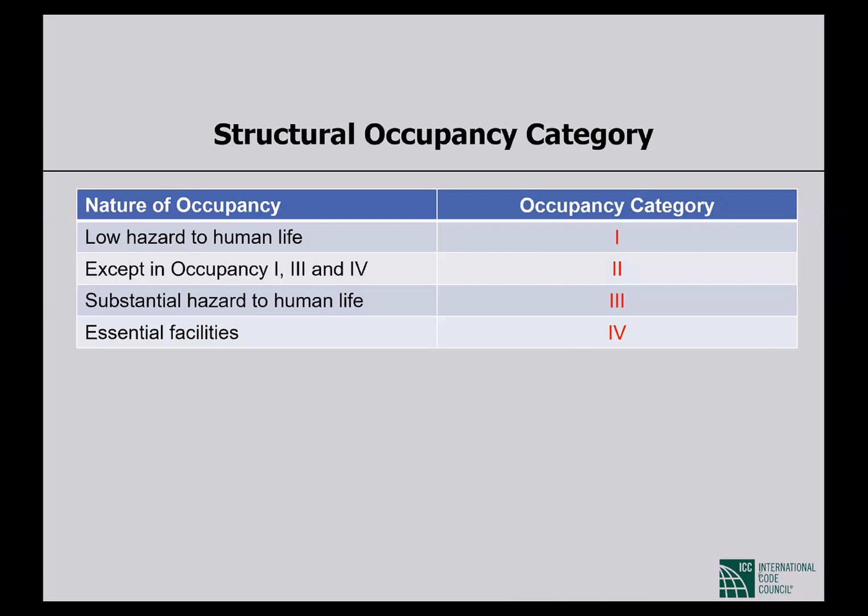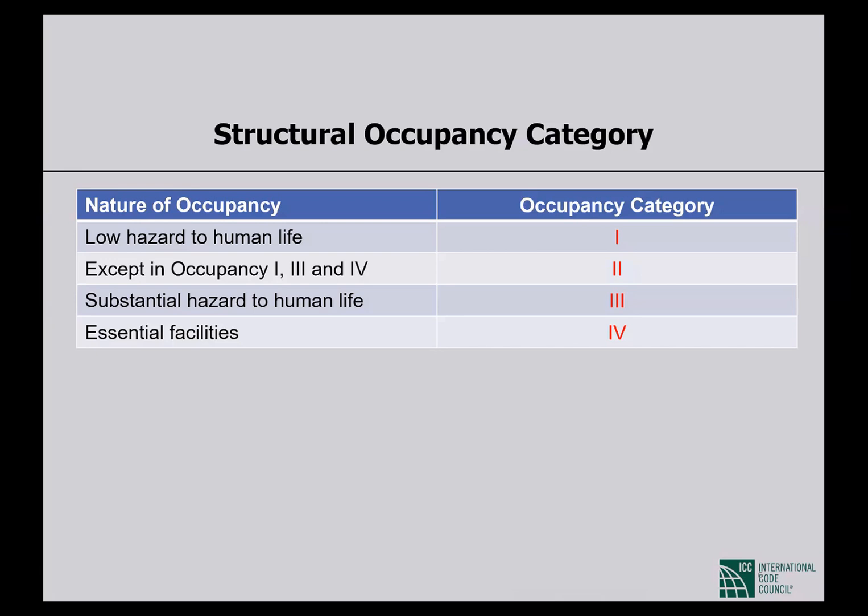I'll come to the second category later. Let's go to the third category. There is substantial hazard to human life. These are buildings where, if the building collapses, there is a chance of casualties, like an assembly building, like a stadium, where many people gather. If the building collapses, then there is a chance of many casualties. That kind of building will be in the third category, substantial hazard to human life.